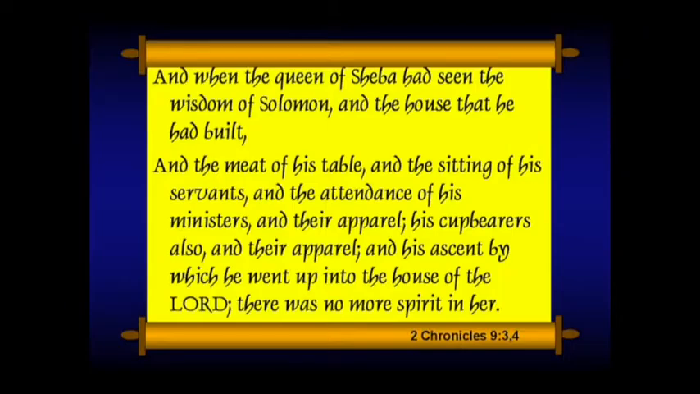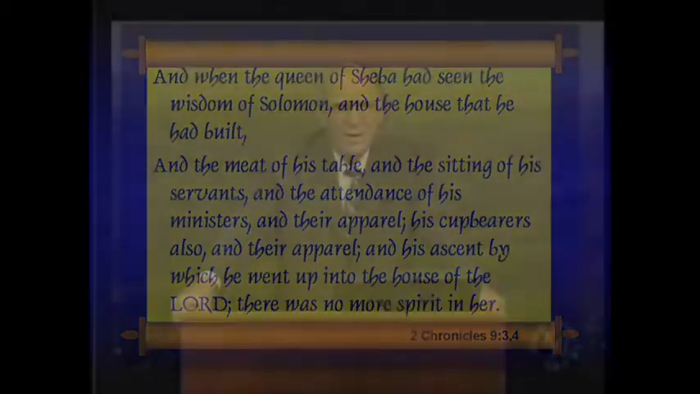When the Queen of Sheba had seen the wisdom of Solomon and the house that he had built, and the meat of his table, and the sitting of his servants, and the attendance of his ministers, and their apparel, his cupbearers also, and their apparel, and his ascent by which he went up into the house of the Lord, there was no more spirit in her. She was filled with amazement. Now, she was a queen from the southern part of Arabia. She was no country hick. She knew the game, and she saw his wealth and the opulence there. She was blown away.